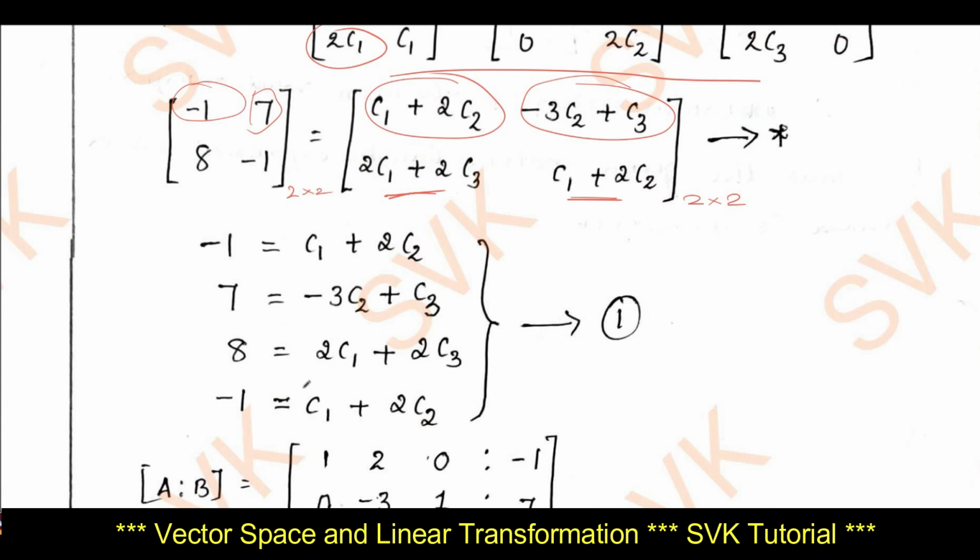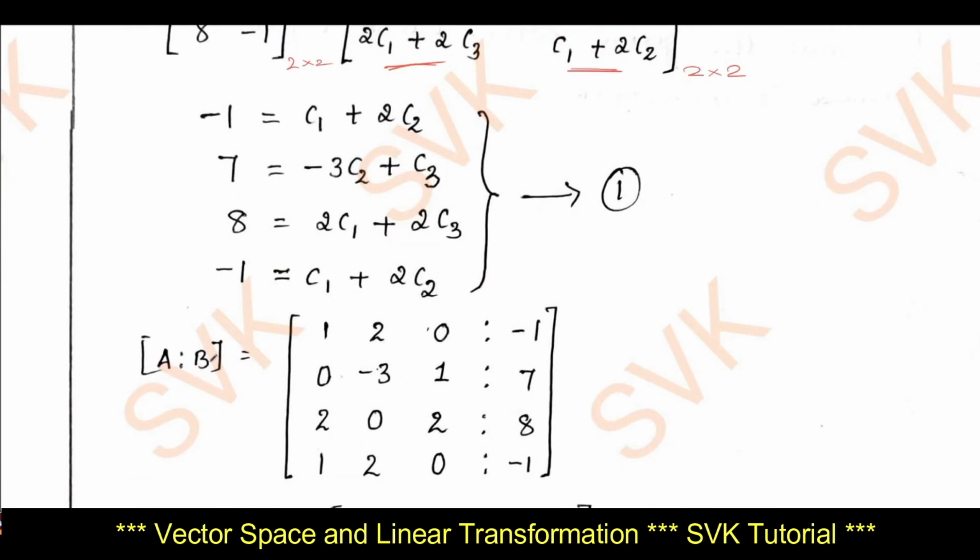After that, I am going to write down the augmented matrix. What does the augmented matrix mean? The matrix A is the coefficients of C1, C2, C3. In the first row, I have the coefficient of C1 as 1, the coefficient of C2 as 2, and the coefficient of C3 as 0. There is an absence of C3, that's why it is 0, colon. Then the constant matrix B, this is the matrix B, minus 1.